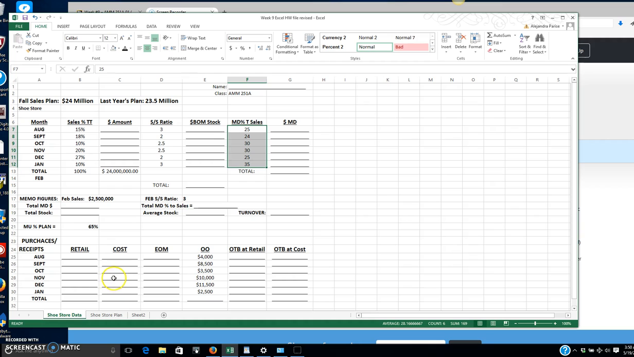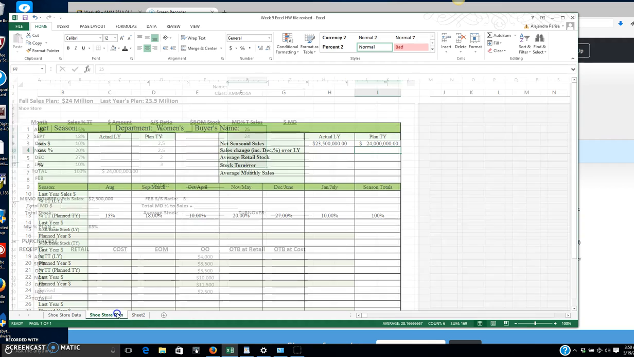Then at cost, you're going to take your planned purchases at retail and multiply that by the cost complement. So you would multiply that by 100% minus 65%. And for open to buy at retail, you take your planned purchases at retail and subtract on order, which you have here. That gives you open to buy at retail. And then at cost, you take your open to buy at retail and multiply that by the cost complement, or 100% minus 65% in this case, and that would give you open to buy at cost.